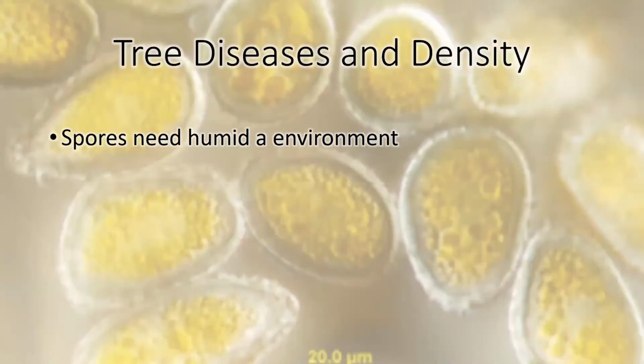So tree diseases and density are related in that spores need a humid environment in which to move and disperse. So when you have a really dense stand, you're retaining the humidity within that stand, which really helps the spores move throughout the stand and infect new needles and trees in the spring and the fall.